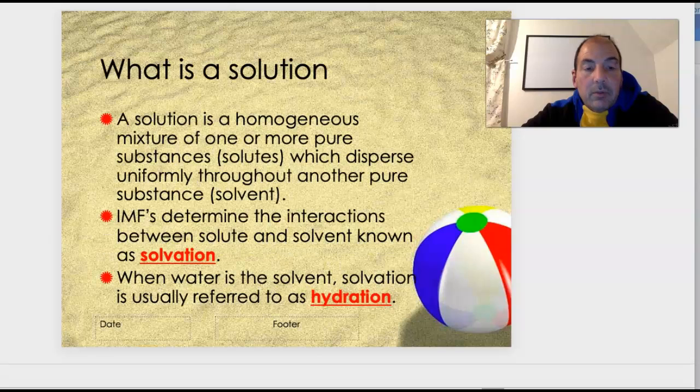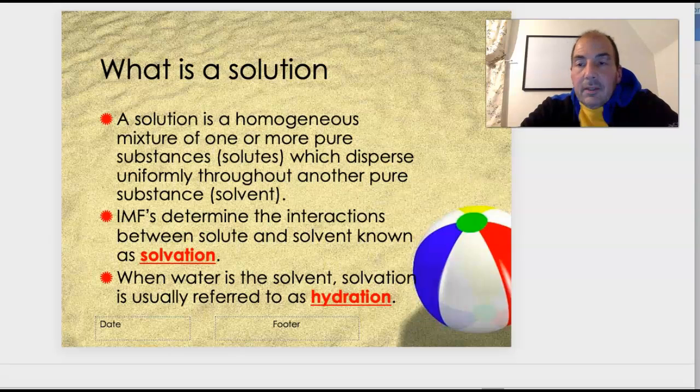So when we talk about solutions, you know that we're talking about something that is homogeneous, where we have a solute being dissolved by a solvent. The process by which the intermolecular forces of the solvent are grabbing and pulling apart the solute is known as solvation. So it really is just a dissolving process. It's a fancy name. When water is a solvent, then solvation is sometimes referred to as hydration.